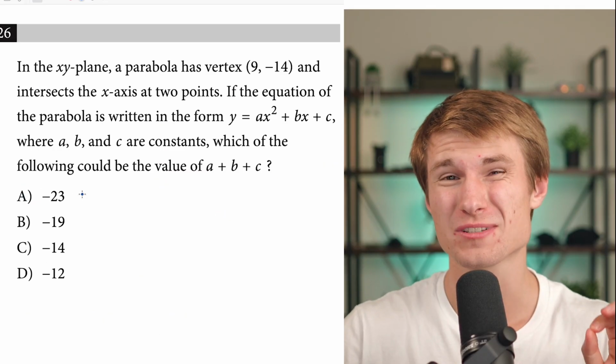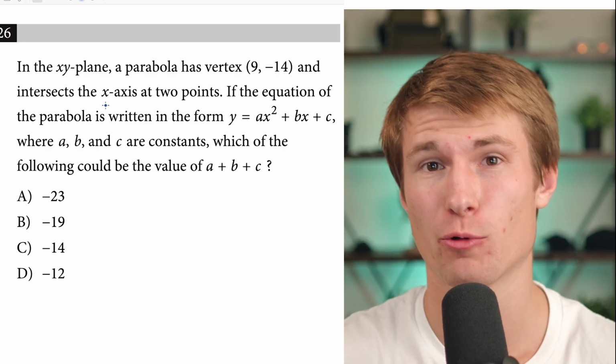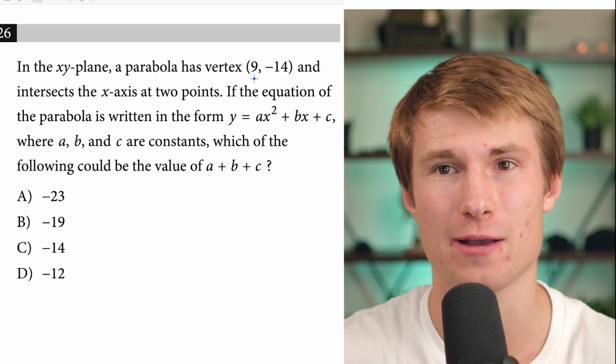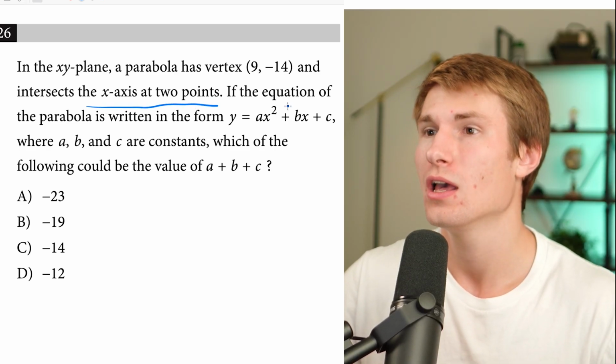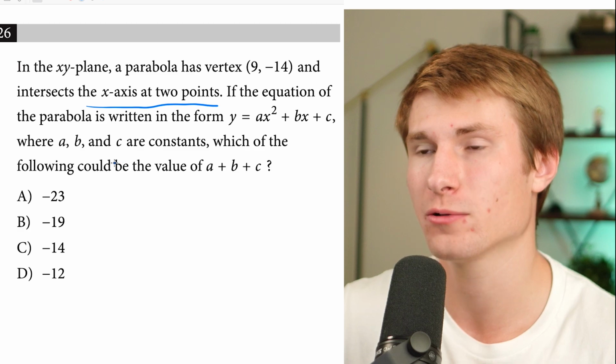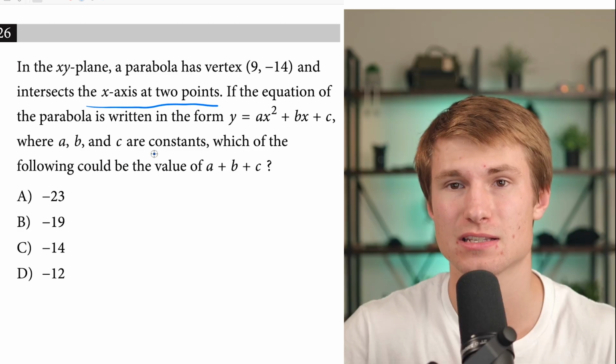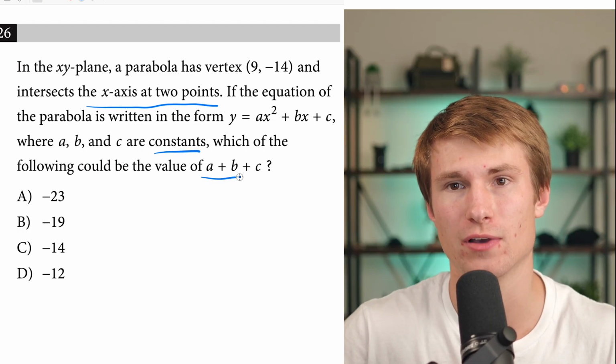Here's how to solve one of the most difficult questions on the SAT. Question 26 states: in the XY plane, a parabola with vertex (9, -14) intersects the x-axis at 2 points. If the equation of the parabola is written in the form y equals ax squared plus bx plus c, where a, b, and c are constants, which of the following could be the value of a plus b plus c?